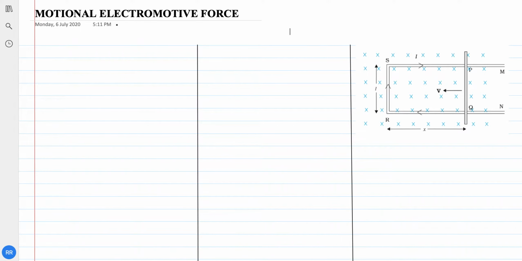Discuss about the motional electromotive force. So, production of electromotive force with motion of the conductor. It is a very interesting article for us to think about. We have studied that EMF according to Faraday's law.